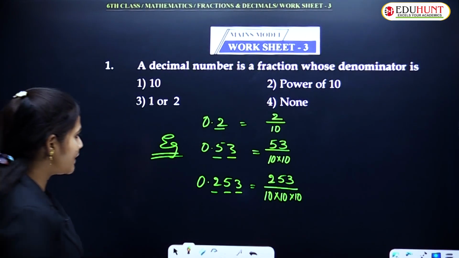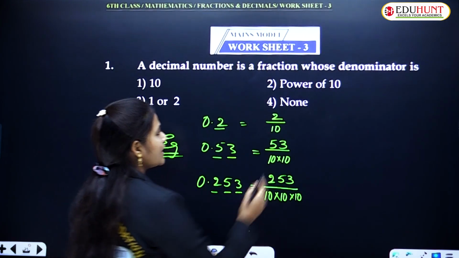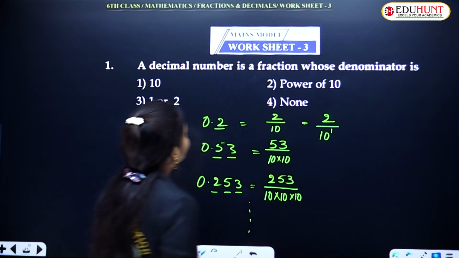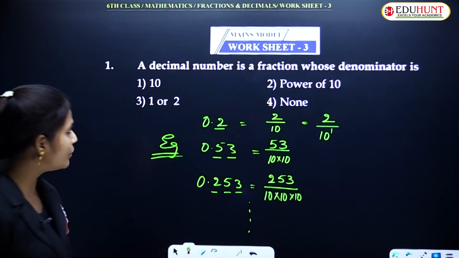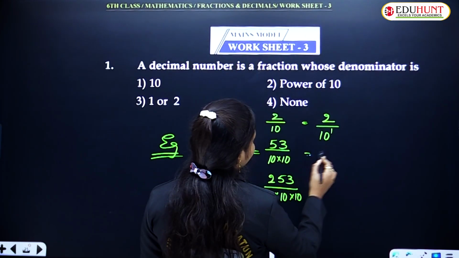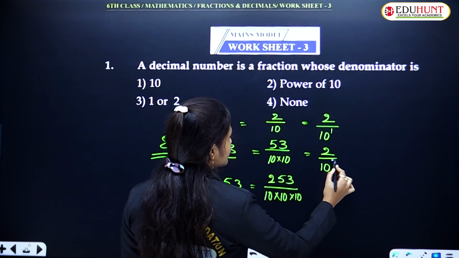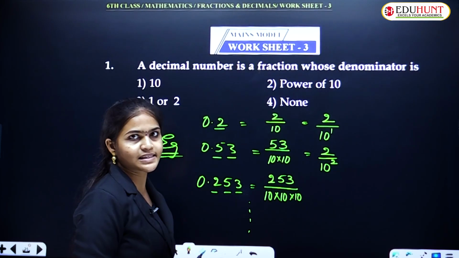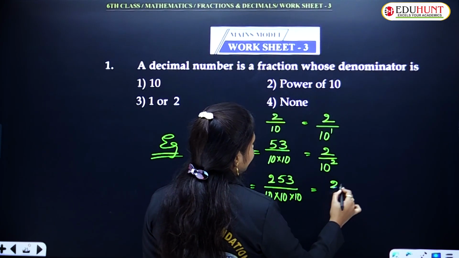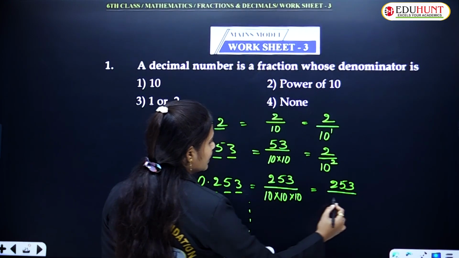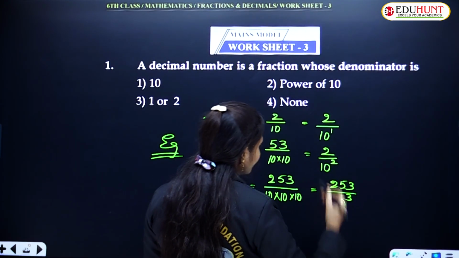Clear? As per this, we can write 2 by 10 to the power of 1. And here we can write 2 by 10, and how many times is it there? 2 times. So we write this as 10 square. And this one we can write as 253 by 10 cube, because there are 3 times.